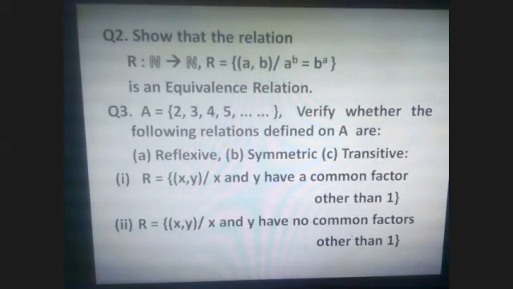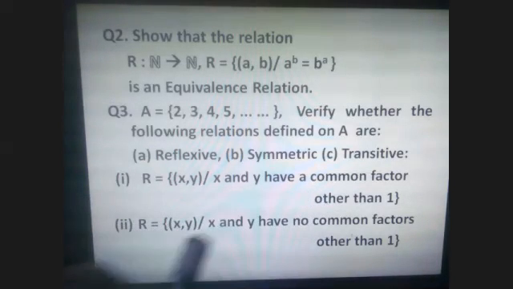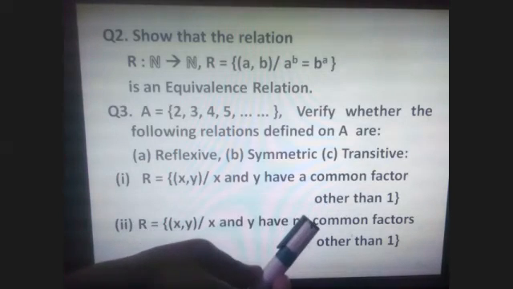I will ask tomorrow. Third one: A is equal to 2, 3, 4, 5, and so on, that means the set of all natural numbers excepting 1. I did not include 1 here. Verify whether the following relations defined are reflexive, symmetric, or transitive. First one is R equal to the set of (X, Y) where X and Y have a common factor other than 1. And second is another relation, I am using the same notation, no problem. The set of (X, Y) where X and Y have no common factors other than 1. In the first one, they have common factors other than 1. Here there are no common factors other than 1.